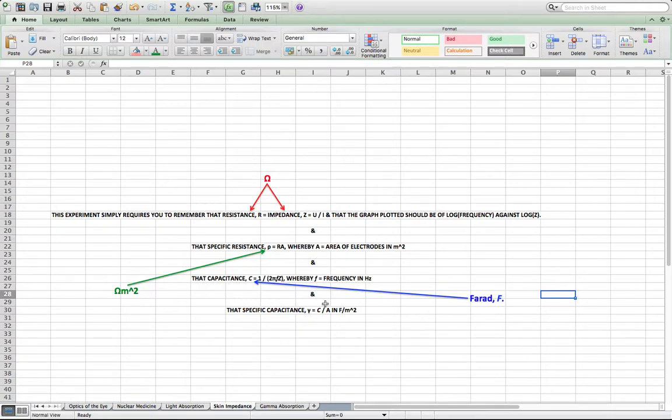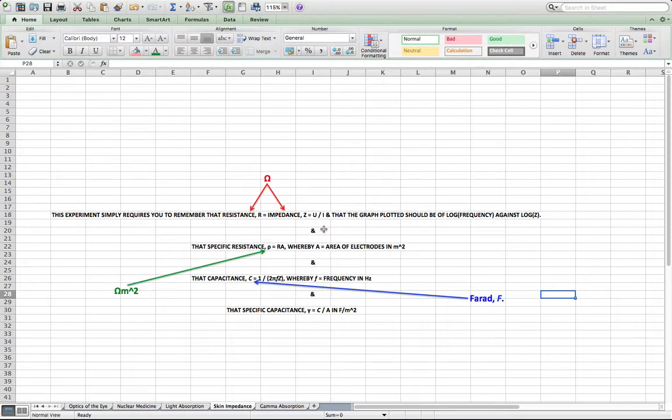Then we can move on to the next one, which is skin impedance. So this is looking at an electrical impulse being sent through the skin, and you have to work out various things such as the impedance of the skin. Impedance is another way of saying resistance of the skin, as I've written down here. Resistance R equals impedance, which is the symbol Z, and as resistance equals potential difference over current, so does impedance, so Z equals U over I.